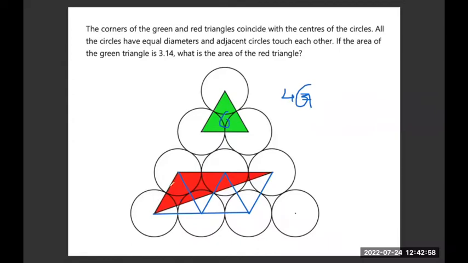So 2 green triangles are the ones which make up this red part, and that's why 2 into 3.14. Is this clear? Yes, ma'am, I got it. Okay.